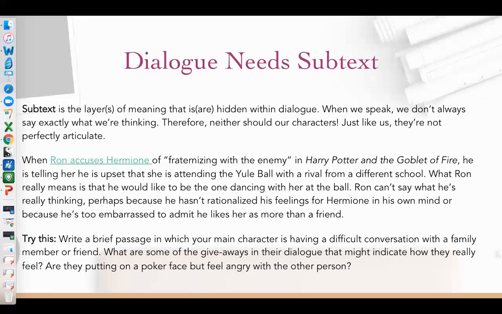So, try writing a brief passage in which your main character is having a difficult conversation with a friend or family member. What are some of the giveaways in their dialogue that might indicate how they really feel? Are they putting on a poker face, but feel angry with the other person? Go ahead and write two to three lines of dialogue that we could talk about to give subtext.